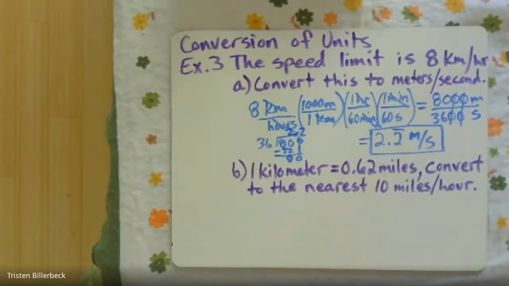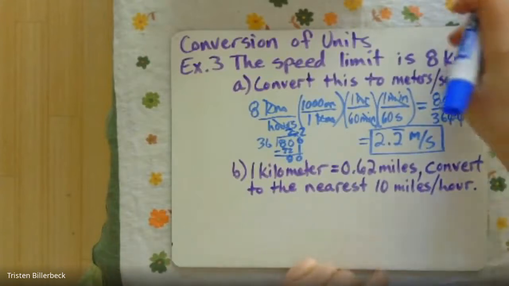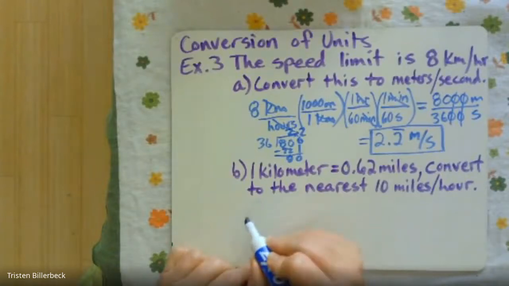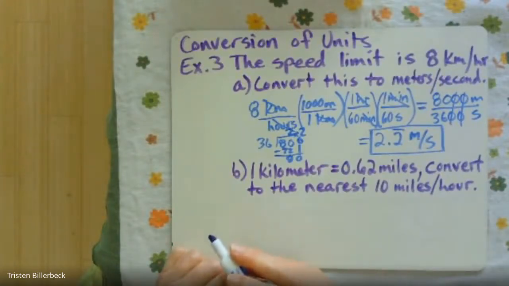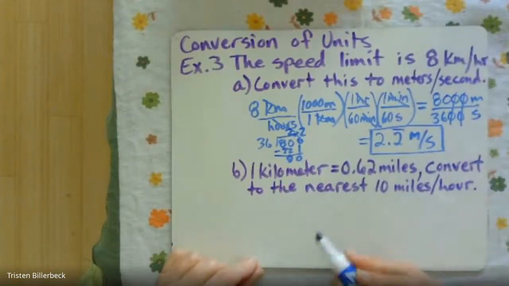Okay, so it says 80 kilometers per hour. Oh. Okay, so we were going 8 kilometers per hour. So let's convert 8 kilometers per hour and not 80. So we're converting 8 kilometers per hour to miles per hour, and the nearest 10. Well, let's hope we're going that fast because this is pretty slow.